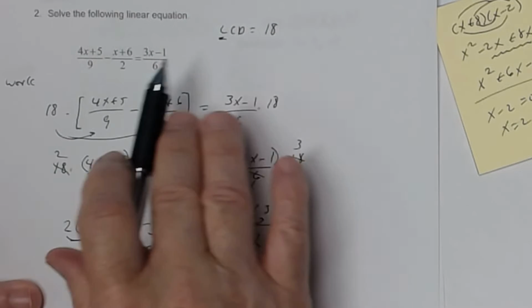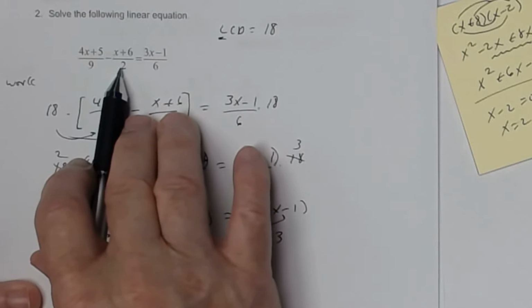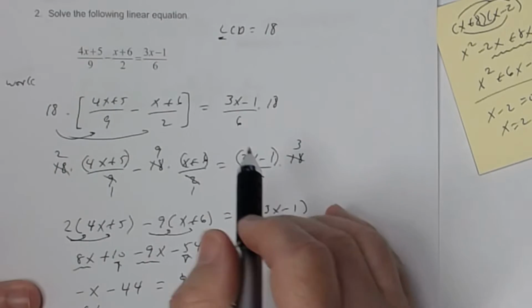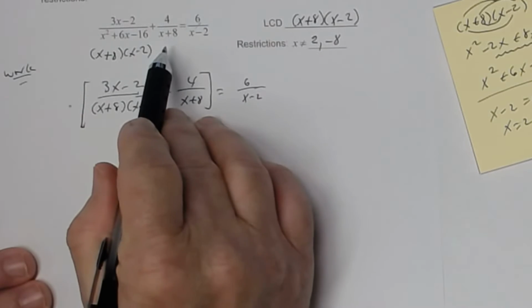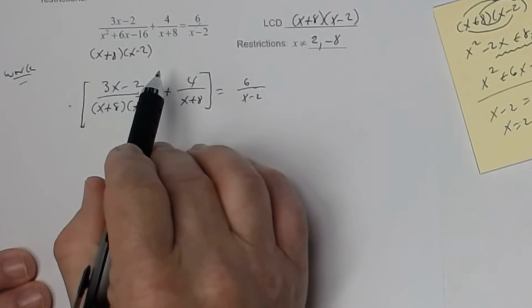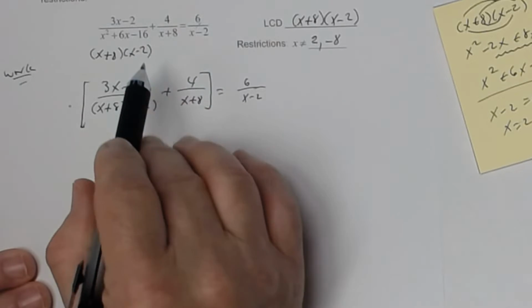Because there's no restrictions, because my denominators are never going to be 0. This is always going to be 9, this is always going to be 2, this is always going to be 6, so there are no restrictions. But here I have variable expressions, so I do need to look at my restrictions, because depending on what the value of x is, my denominator could be 0.